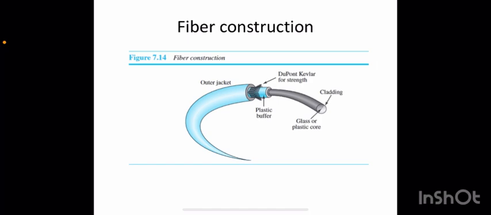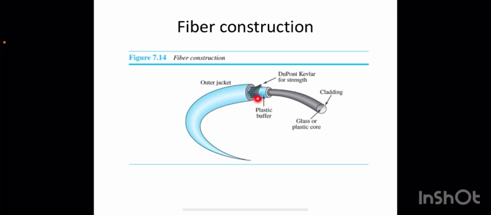Now coming to the construction of fiber cable, we will see the cable composition. We have an outer jacket, which is made of either PVC or Teflon for total protection. Inside this outer jacket we have a plastic buffer, and in between this plastic buffer and the outer jacket we have another layer. We can see strands here that are made of Kevlar to strengthen the cable and keep it from breaking.